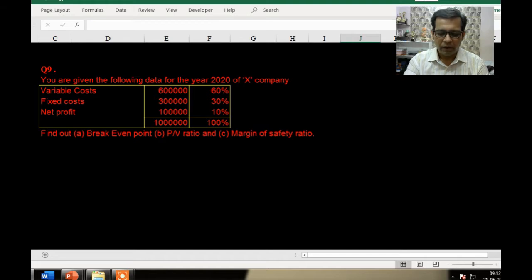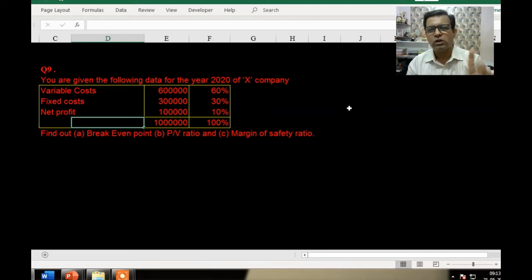All right. It seems to be a nice, big question. It says you are given the following information. What's the information that we have? Variable cost 6 lakh, which is 60%. Fixed cost 3 lakh, which is 30%, and net profit a lakh of a rupee, which is 10%. One thing that they have not said in this question is that this 10 lakh rupees is actually sales. See how smartly they play. They have given us total cost and profit.